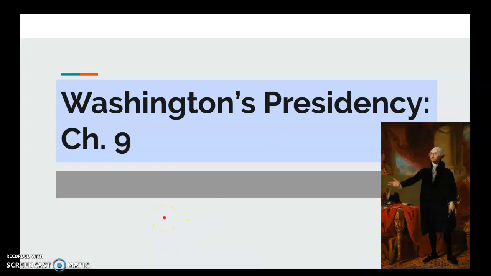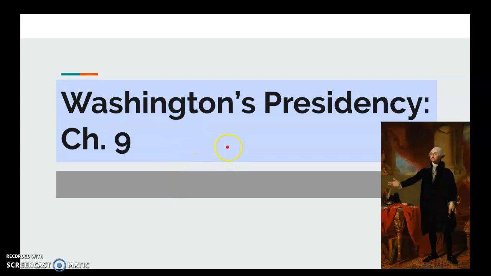All right, so this is going to be our first attempt at doing a virtual lesson. We moved on to chapter 9. We're finished with the civics unit, but the good thing about the civics unit is it's going to give us a lot of background and a real solid foundation for going through some of the ideas that we're going to look at in chapter 9. Chapter 9 is called Washington's Presidency, by the way.